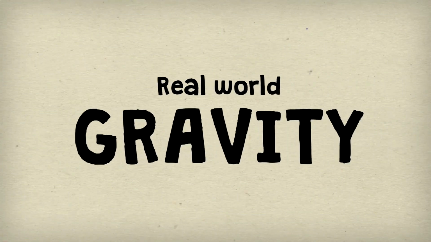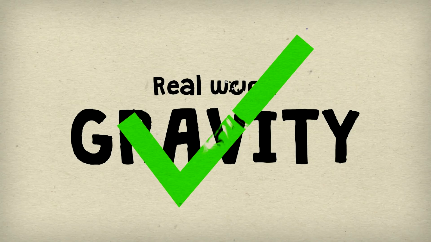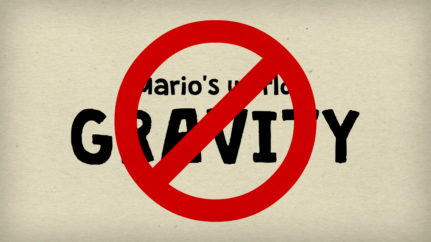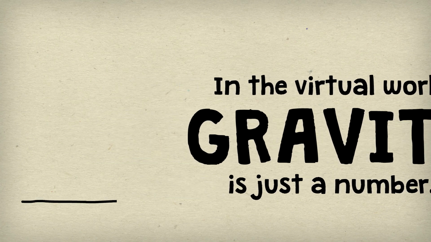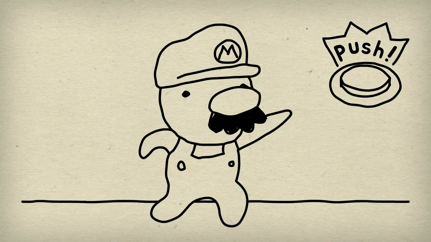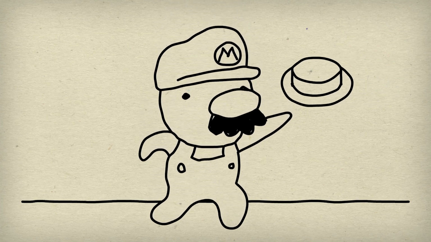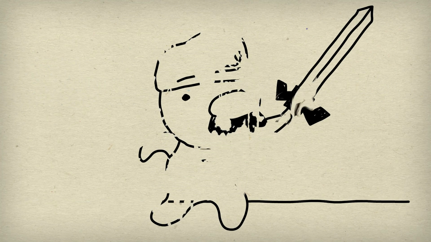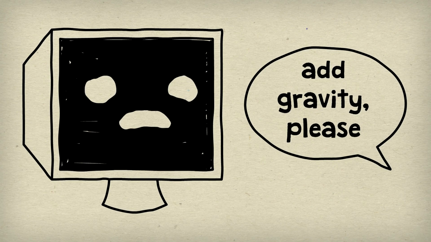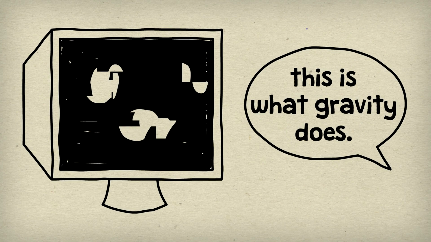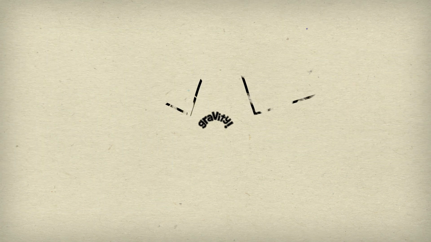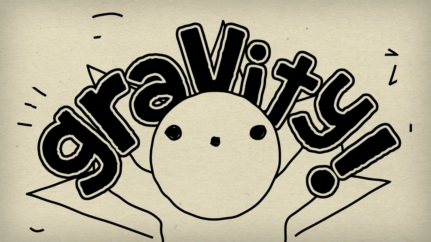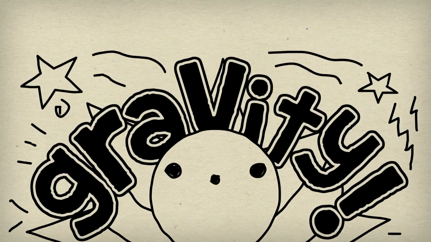The reality is that gravity as we know it in the real world doesn't actually exist in Mario's world. Gravity in Mario's world is just a number. Technically speaking, gravity could mean anything from bringing Mario back down after a jump to giving him the Master Sword from Zelda. We can't just expect the virtual world to understand what gravity is unless we specifically tell it what gravity does. Now, this may seem abstract for some of you, so let's see if we can code something to put this into better perspective.